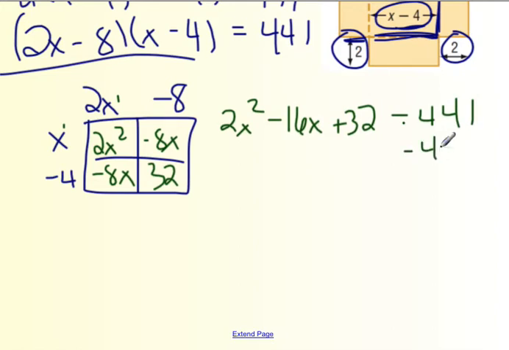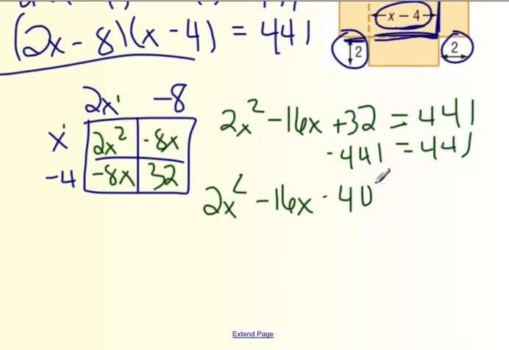So now I want to set this equal to 0 because I'm actually going to be solving this. So I'm going to subtract 441 from both sides. So I get 2x squared minus 16x. 32 minus 441 is going to give me negative 409, and that's going to be equal to 0.